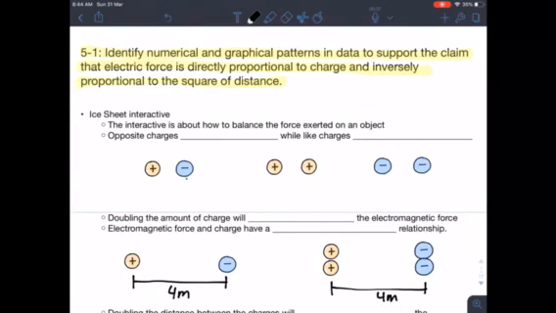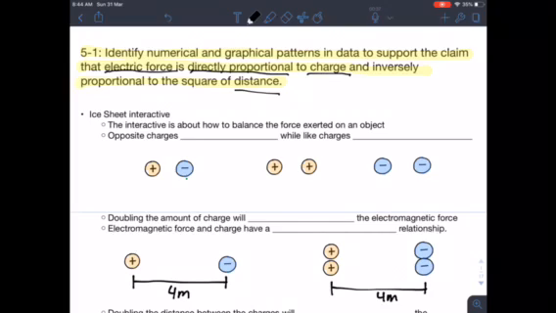First of all, we're looking at a relationship between electric force, which is a new thing we've never talked about before, and two other variables. One is charge, and the other is distance. The relationship between electric force and charge is that it is directly proportional, and that's something we're used to. So you probably already know what it means that electric force and charge are directly proportional.